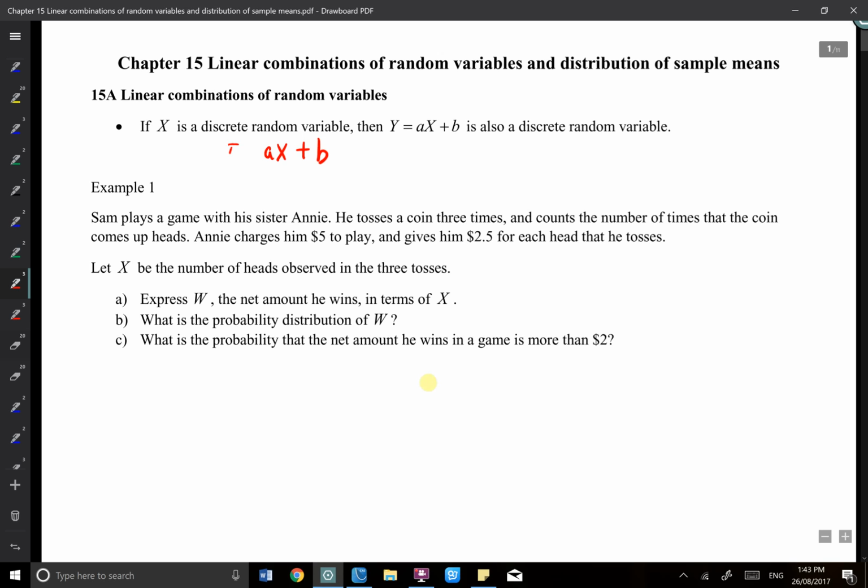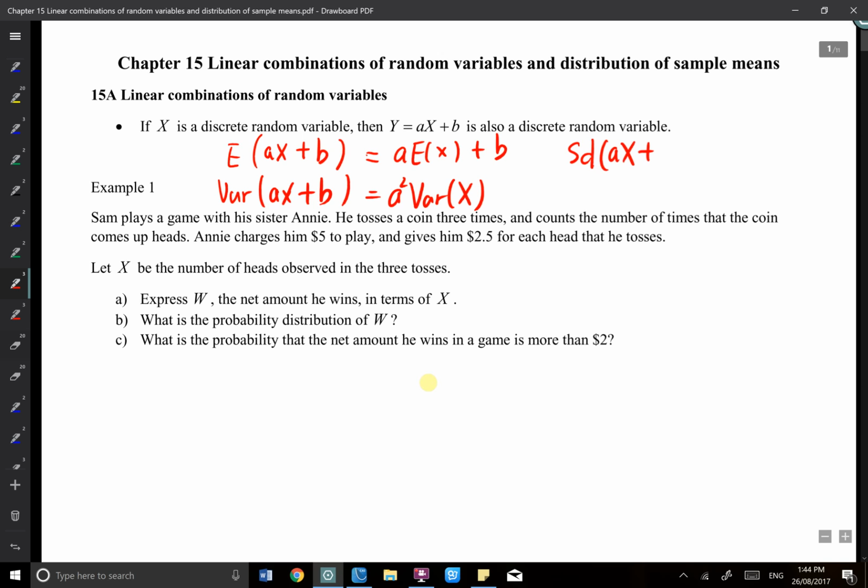If we say the expected value of aX plus b, that is a times the expected value of X plus b. If we say the variance of aX plus b, that is a squared times the variance of X. If we say the SD of aX plus b, that is the absolute value of a times the SD of X. Right?